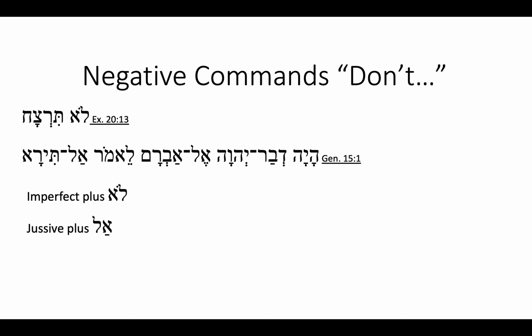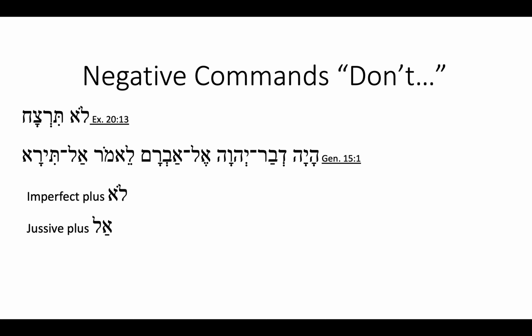How do we do negative commands in Biblical Hebrew? You might think that a negative command would simply be some sort of word that means no or not, like lo, and that would, I think instinctually, precede an imperative. So if an imperative is lech, then maybe a negative command, don't go, would be lo lech or something like that. But that's not the way Biblical Hebrew works.